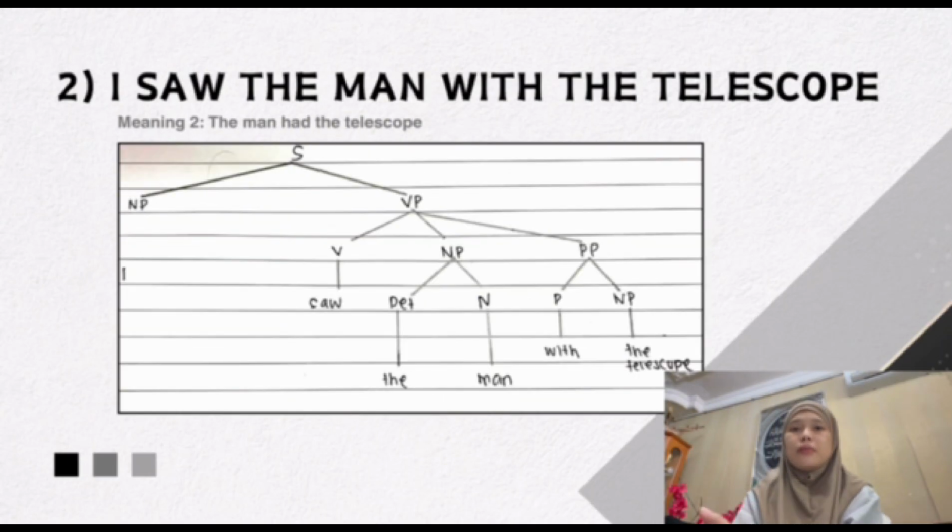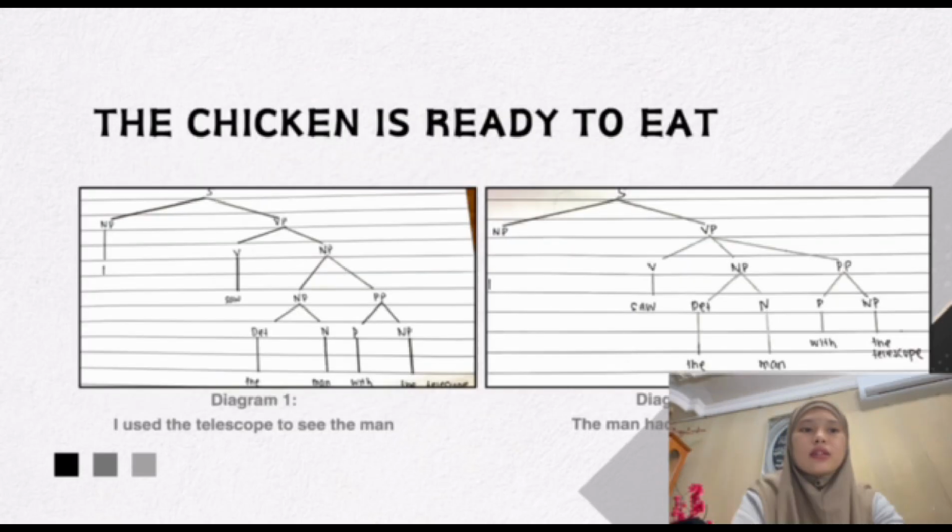For the second meaning, I saw the man who had the telescope. Here the phrase "with the telescope" describes the man. So the man is the one holding the telescope. In the diagram, the prepositional phrase "with the telescope" modifies the noun phrase. The difference between the two diagrams is this: in the first, the telescope is used by me to see the man, and in the second, the telescope belongs to the man.